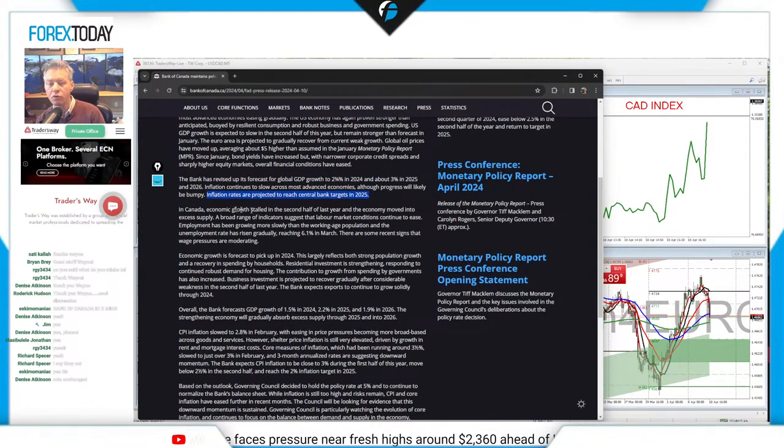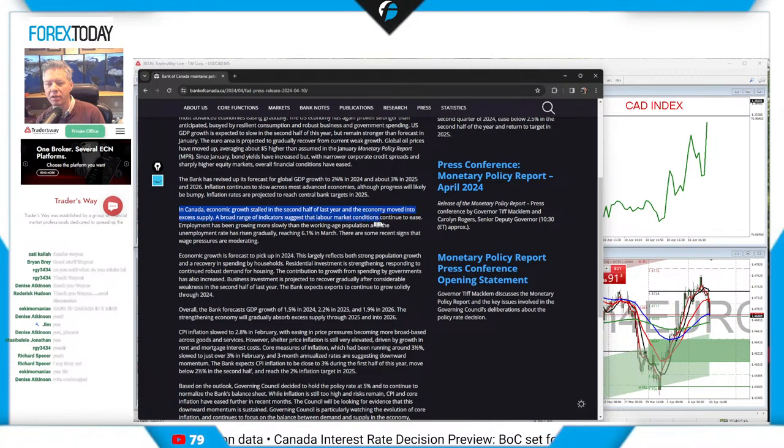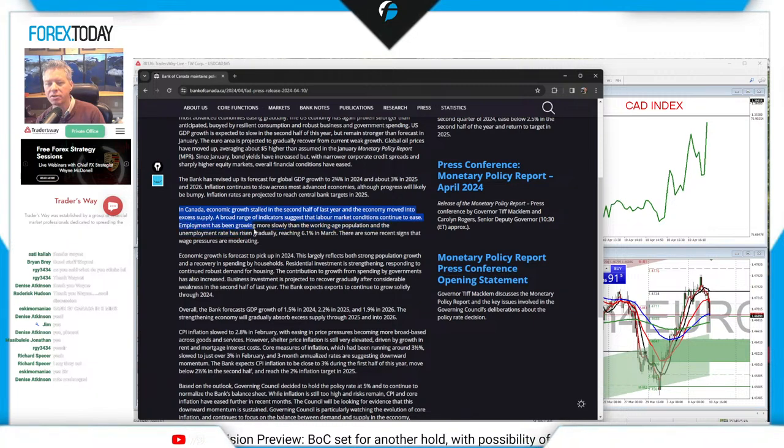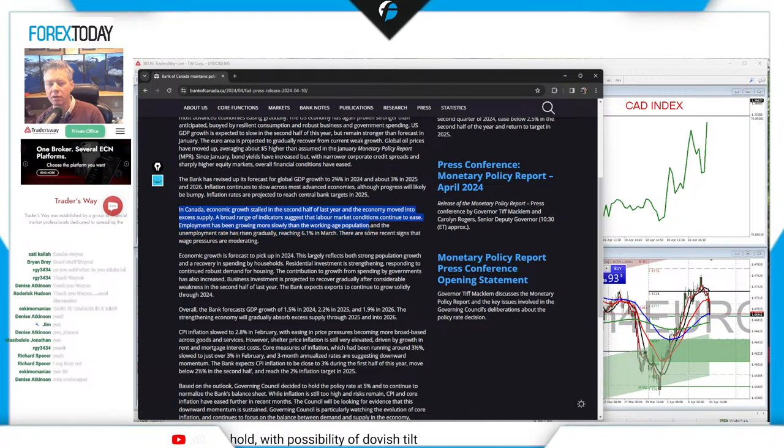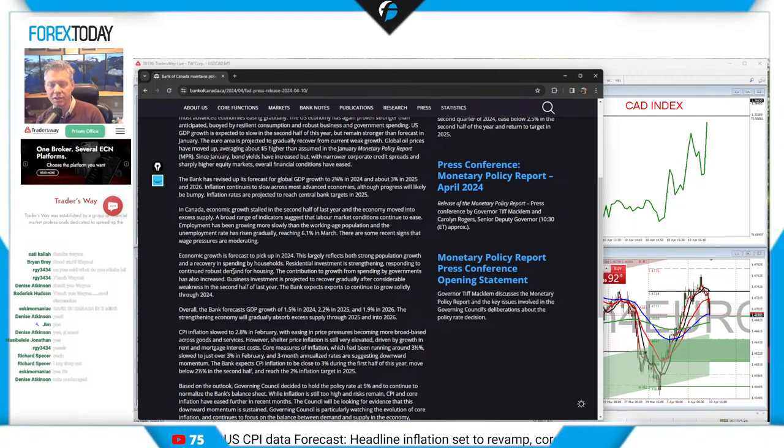In Canada, economic growth stalled in the second half of last year. Yeah, no kidding. And the economy moved into excess supply. A broad range of indicators suggest that labor market conditions continue to ease. Employment has been growing more slowly than the working age population, and the unemployment rate has risen gradually, reaching 6.1% in March. There are some recent signs that wage pressures are moderating. Yeah, people are losing jobs and employers don't have to pay much to get somebody to replace them.